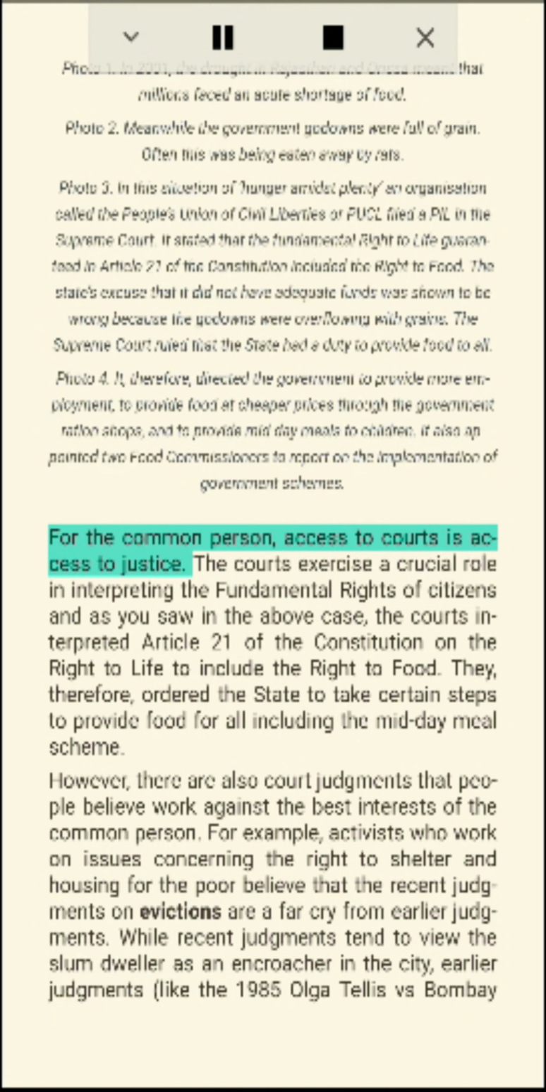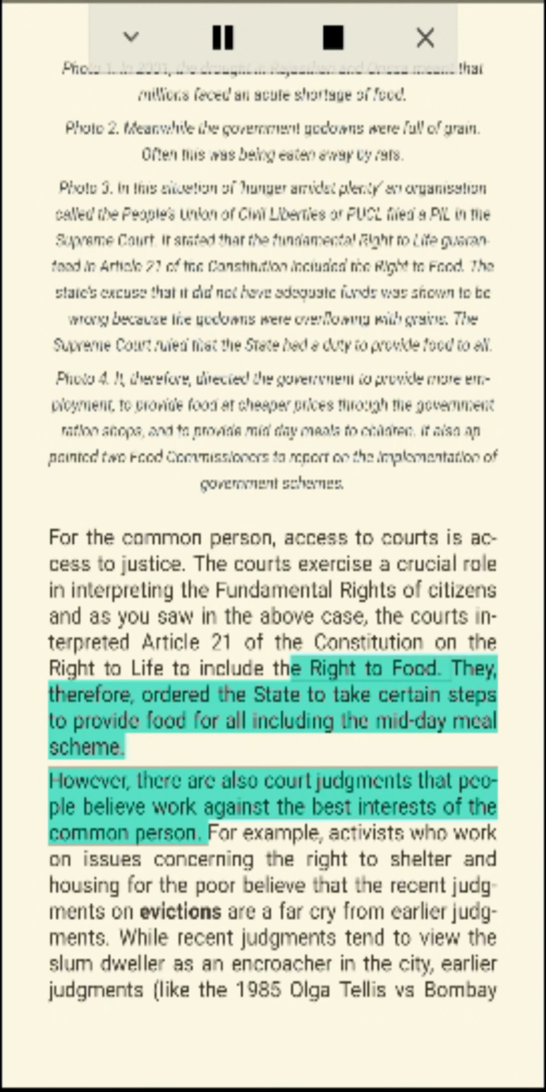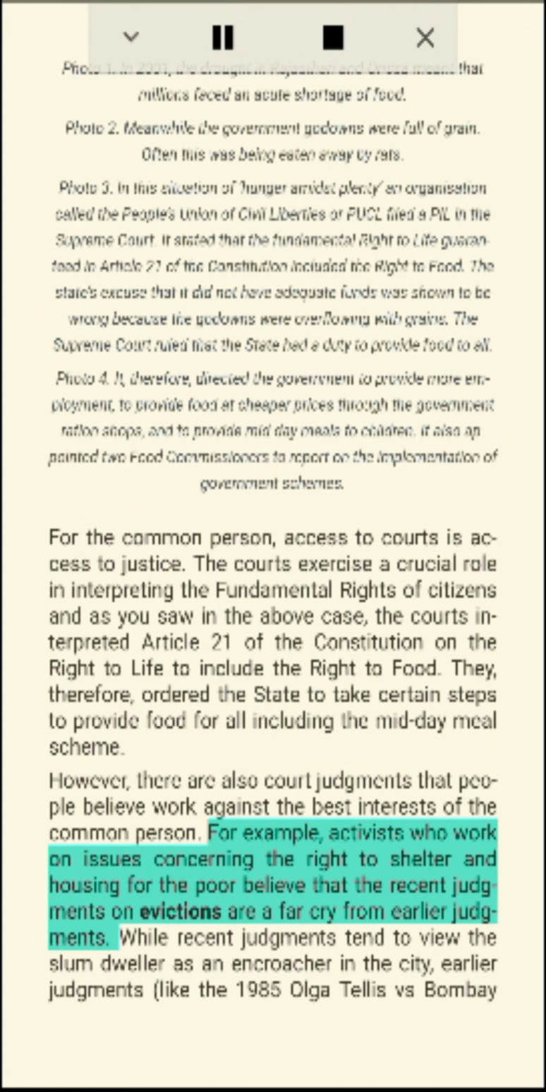For the common person, access to courts is access to justice. The courts exercise a crucial role in interpreting the fundamental rights of citizens, and as you saw in the above case, the courts interpreted Article 21 of the Constitution on the right to life to include the right to food. They, therefore, ordered the state to take certain steps to provide food for all, including the midday meal scheme. However, there are also court judgments that people believe work against the best interests of the common person.